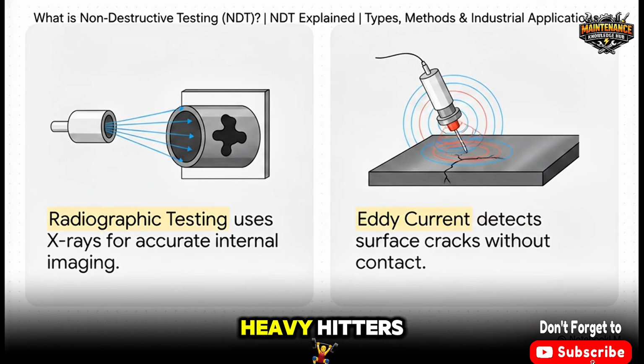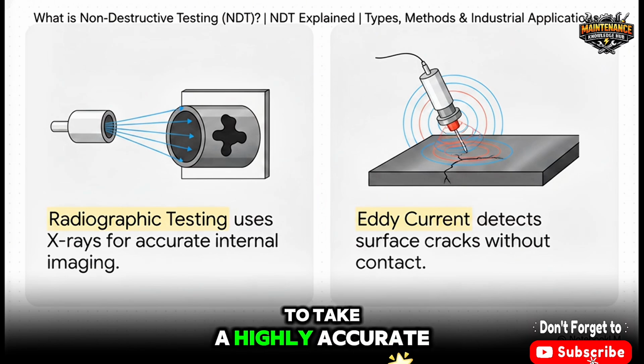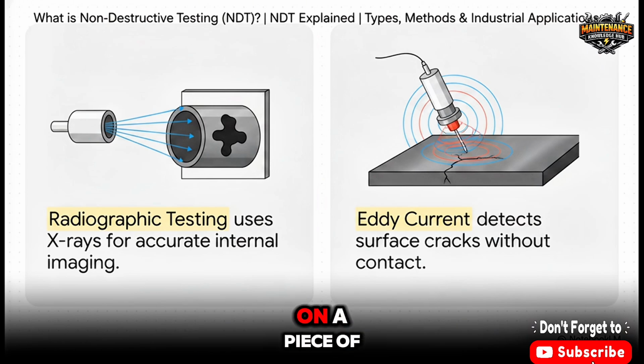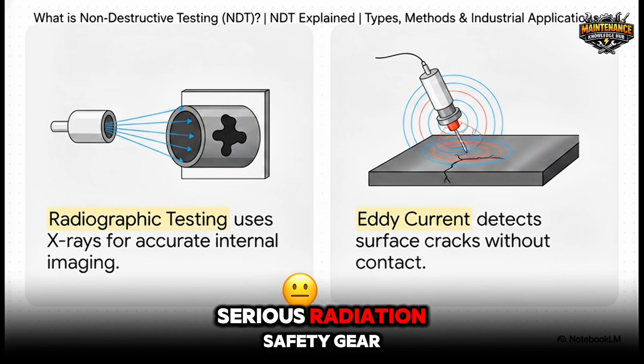Finally, we've got the heavy hitters. Radiographic testing, or RT, is quite literally a medical X-ray for machines. It uses X-rays or gamma rays to take a highly accurate picture of the internal structure on a piece of film or a digital sensor. It is incredibly precise, but yeah, it's expensive and you need some serious radiation safety gear.